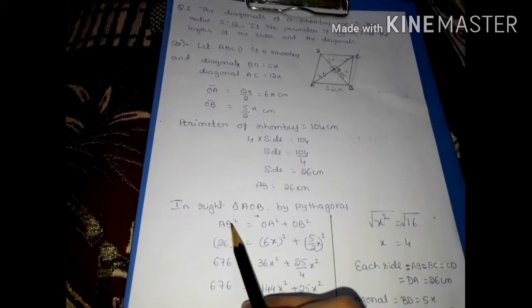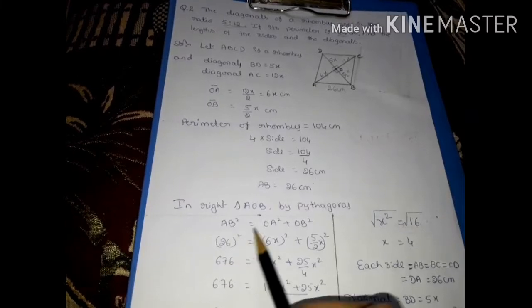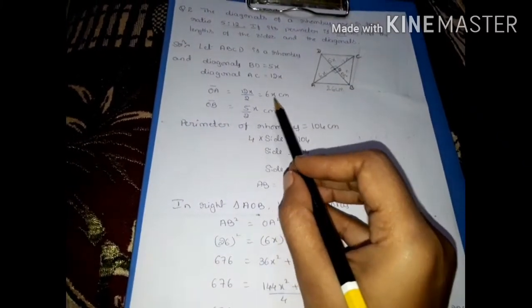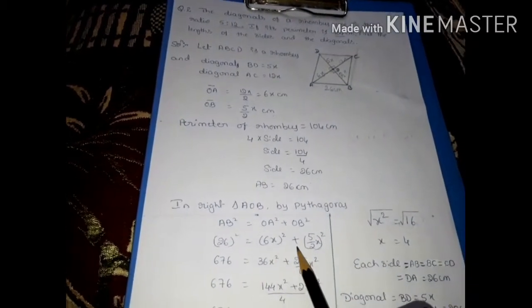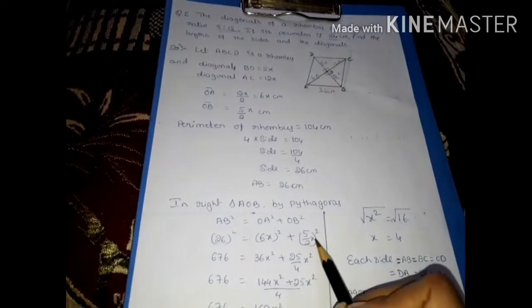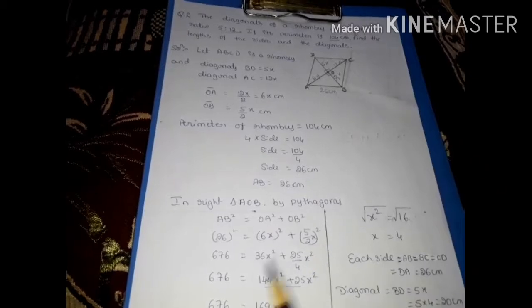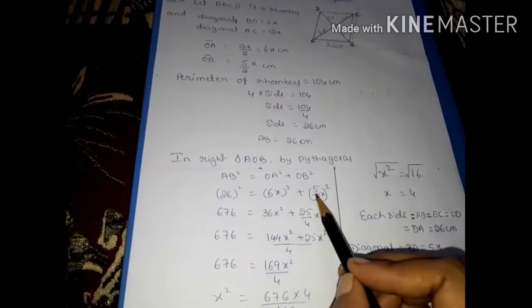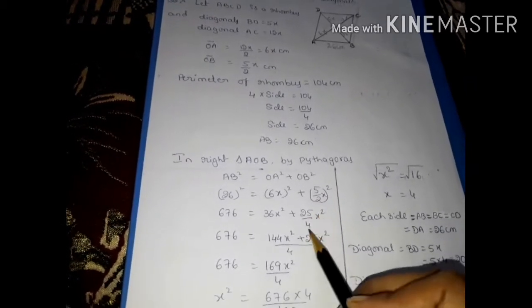Substitute. AB square, 26 whole square, is equal to OA square. OA we got here 6x whole square plus OB square. OB we got here 5 by 2x. So write down here 5 by 2x whole square. 26 square is 676 equals 6 sixes are 36 x square plus 5 by 2 whole square means 25 by 4 x square.